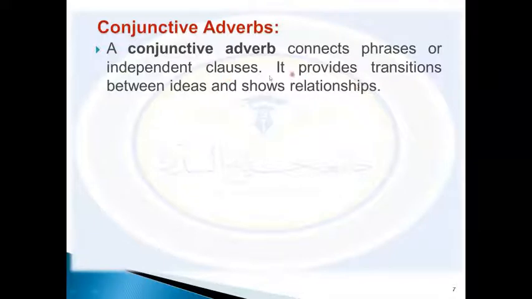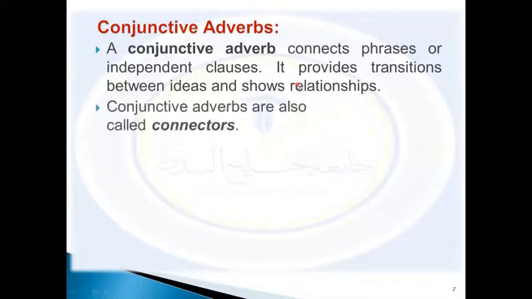They are used to show relationships between what? Between transitions, or even between ideas. Conjunctive adverbs are also called connectors. We use them in the paragraph to connect different parts of the paragraph or the different sentences in a paragraph. They are used to connect the different ideas in a paragraph.